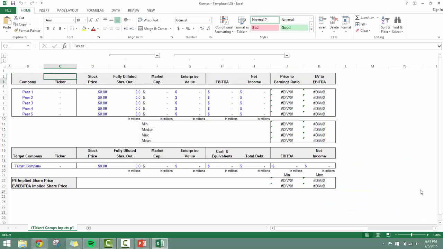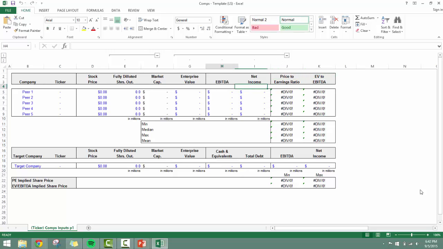You'll notice over here we have the company and the ticker, pretty important indicators for public company comps. And then over here we have the calculations for market cap. We have the values for enterprise value, EBITDA, and net income. So we're going to look at one equity value multiple and one enterprise value multiple.